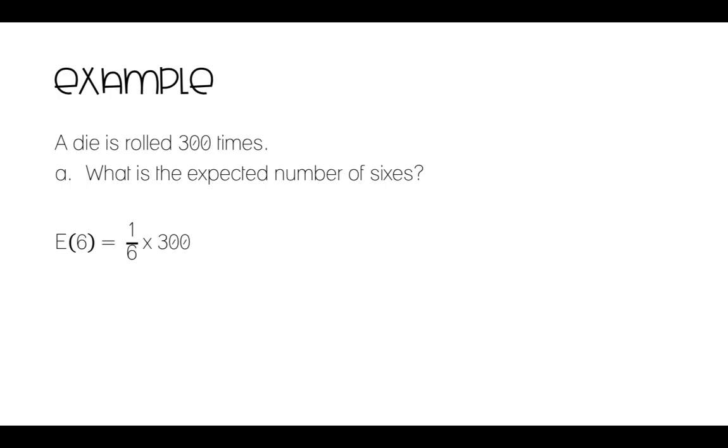So expected number of sixes equals 1/6, because that's the probability of us getting a 6, because there's one 6 on a dice out of 6 numbers. So 1/6 times 300 gives us an expected number of 50. So we would expect to get 50 sixes if we rolled the dice 300 times.